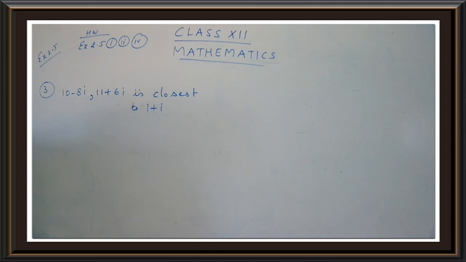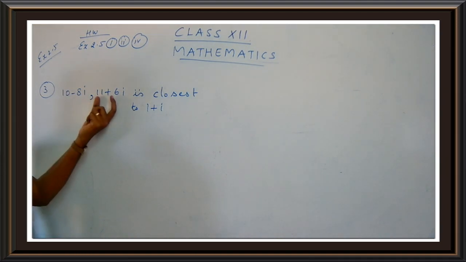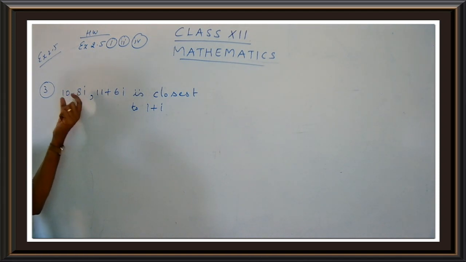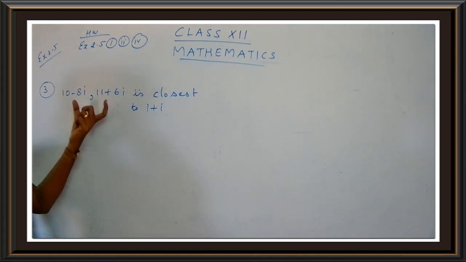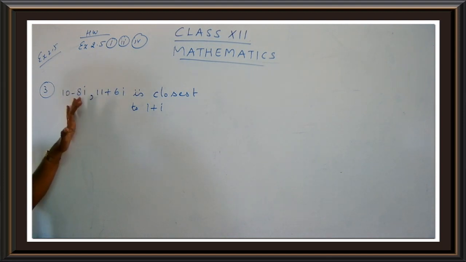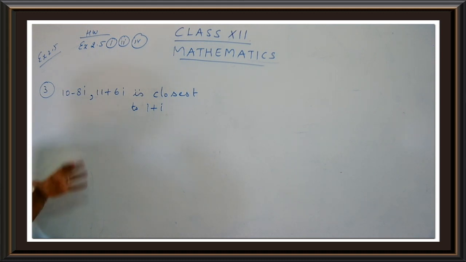So you have 3 numbers over here: 10 minus 8i, 11 plus 6i, and 1 plus i. We have to find out which of these two numbers is closest to 1 plus i. Whether 10 minus 8i is closest to 1 plus i, or 11 plus 6i is closest to 1 plus i. Okay, children, whenever you talk about the closest, we are going to find out the distance. Let us find out the distance, compare the distances, and find out the closest value.